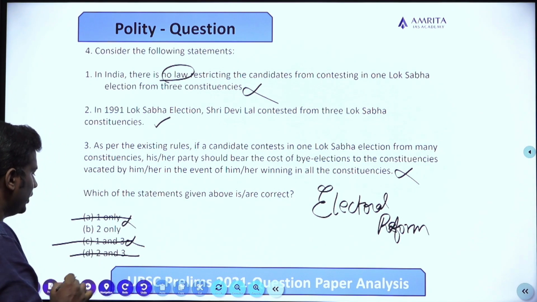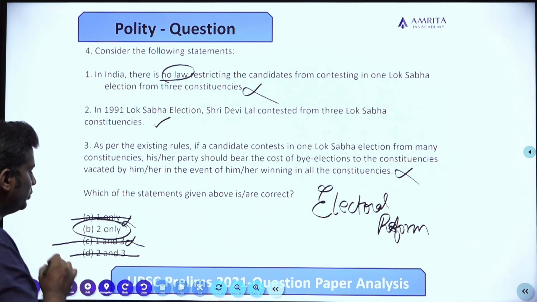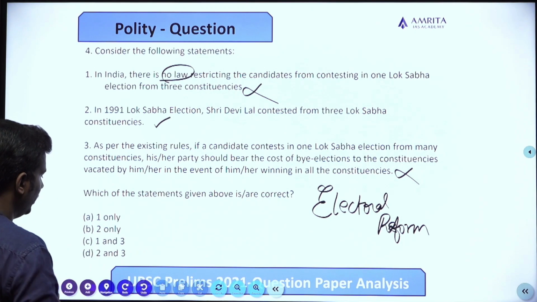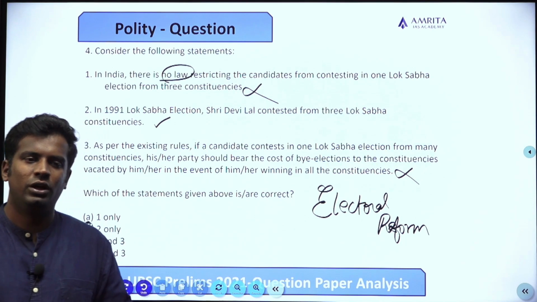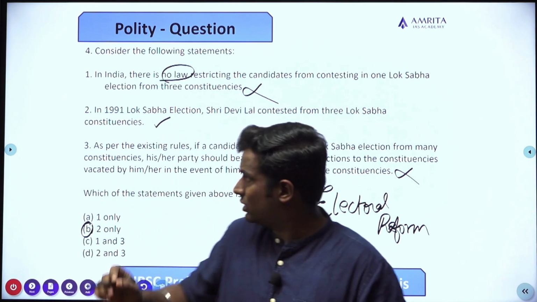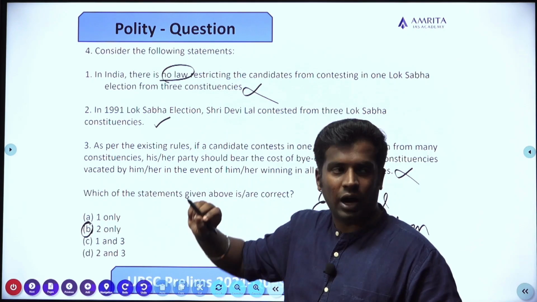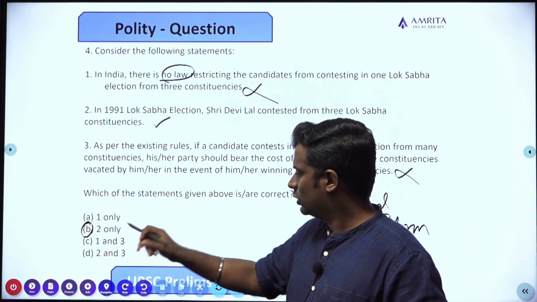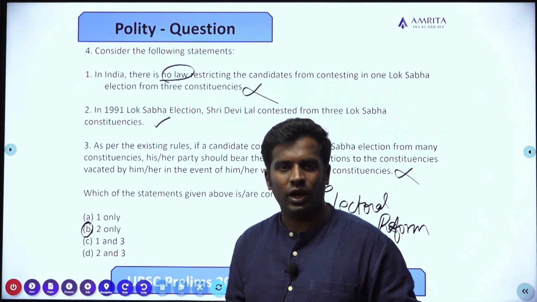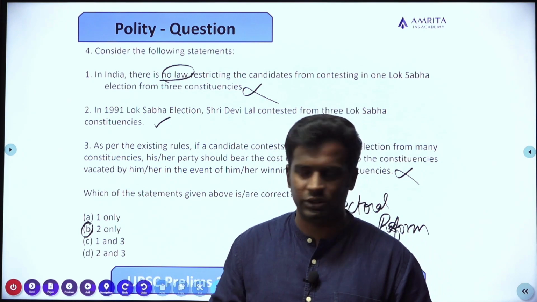Keeping that into account, we can say the answer is option B, 2 only. Why? Because there is a law, RPA 1951, and the third statement is not yet brought into action. So the answer is option B. I hope you all understood with regards to this question.